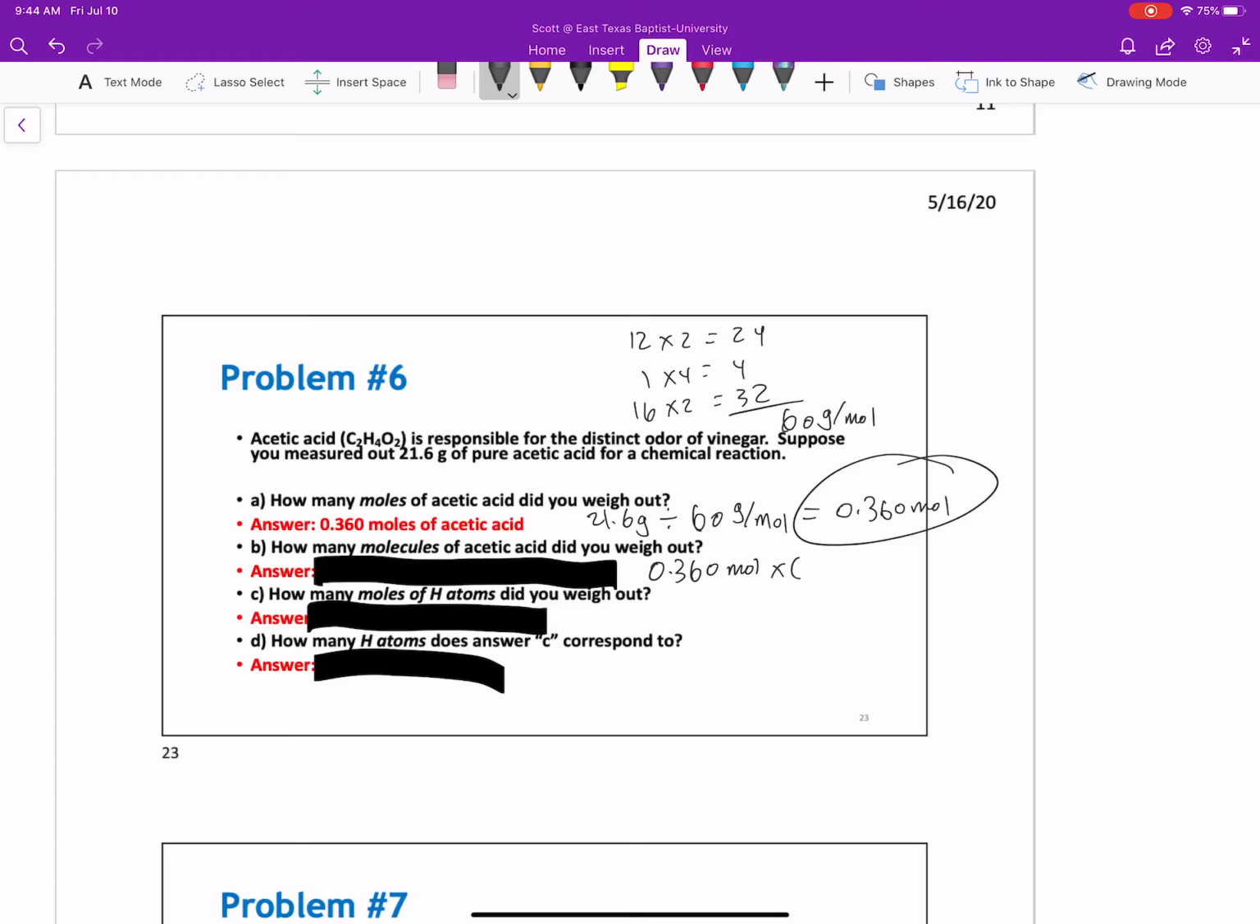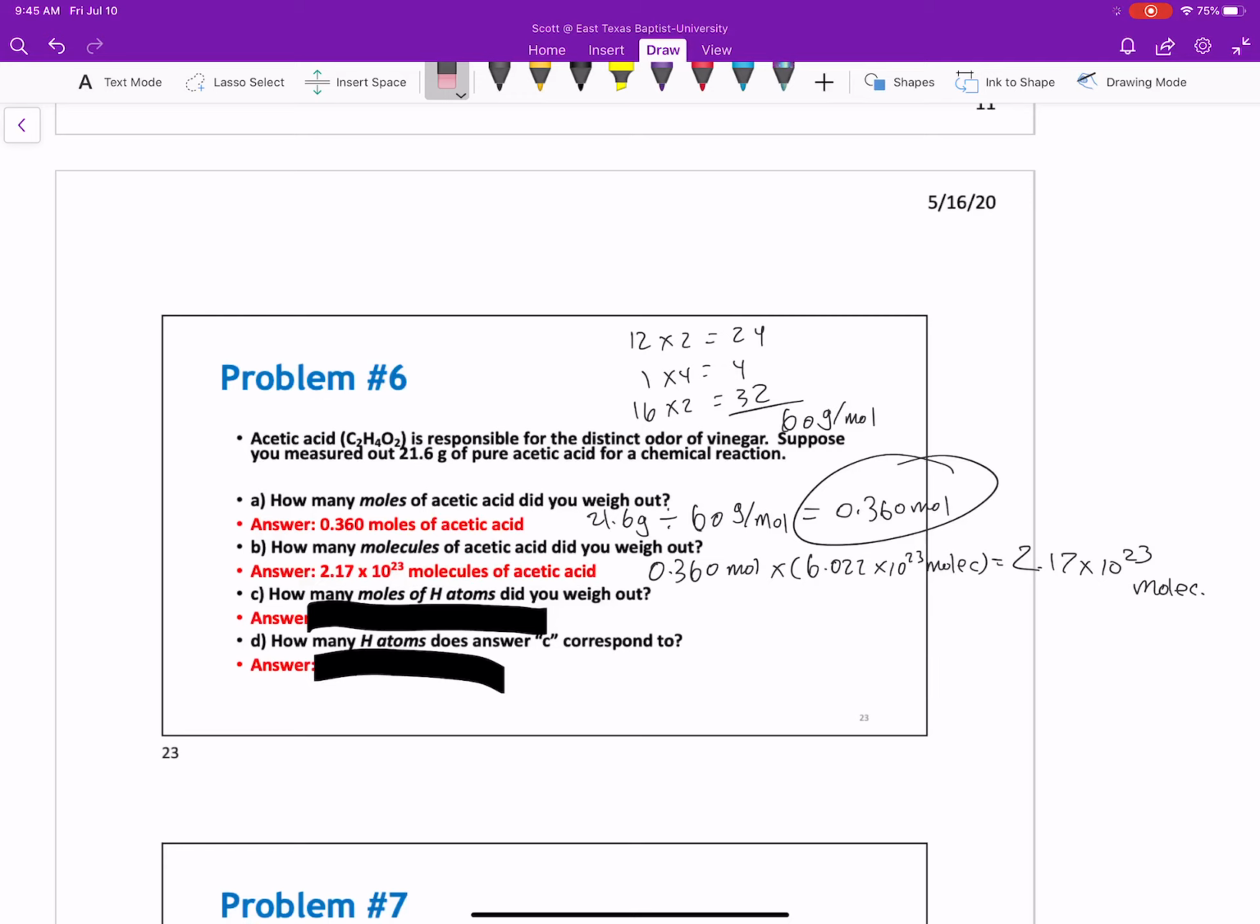Then we're going to multiply it times Avogadro's number, another number you're going to want to commit to memory. Whenever I type that in my calculator, and again, I always encourage y'all to practice typing this in your calculator, because come test time, if you don't know how to type it in, you're going to be in trouble. You're going to be getting the wrong answer. So I just got 2.17 times 10 to the 23rd molecules.